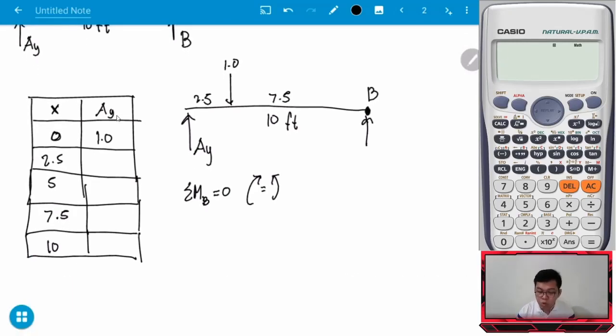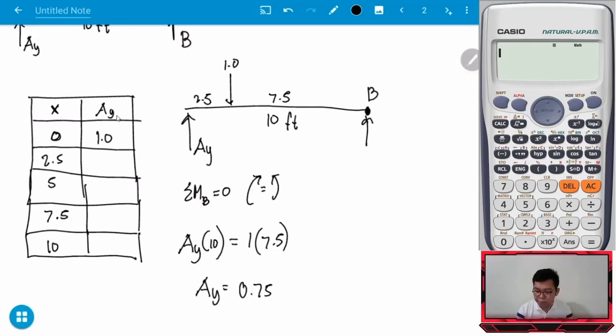Okay, so clockwise equals counterclockwise, guys. So, ano yung clockwise natin? AY times 10, that must be equal to 1 times 7.5. Okay, therefore, AY is actually equal to 0.75. Obvious ba? Obvious naman na yung AY natin is actually 0.75. So anyway, lalagay ko dito, 0.75. Okay, naintindihan ninyo yung ginagawa natin? I hope naintindihan, ha? Thumbs up lang ha.